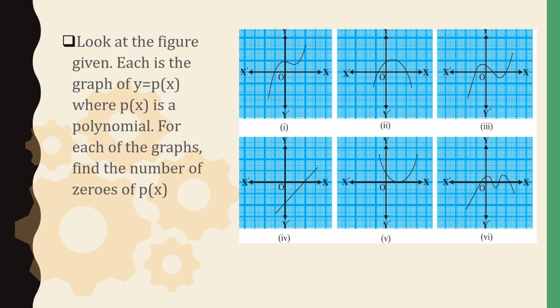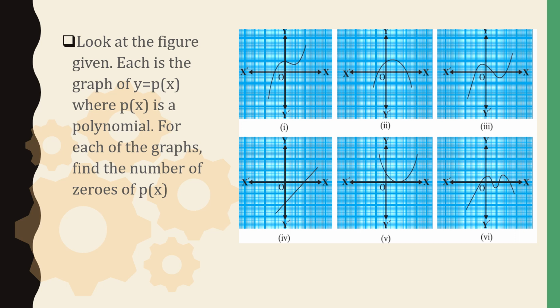Now, you can see 6 different conditions and each is a graph of y equal to p of x where p of x is a polynomial. You need to find the number of zeros of p of x. So, in the first question, you can see the graph is cutting the x-axis at a single point, which means the number of zeros for the first figure will be 1. For the second case, you can see it is touching the x-axis at 2 points, which means the number of zeros will be 2. For the third case, you can see your graph is intersecting the x-axis at 3 distinct points, which means here the number of zeros will be 3.